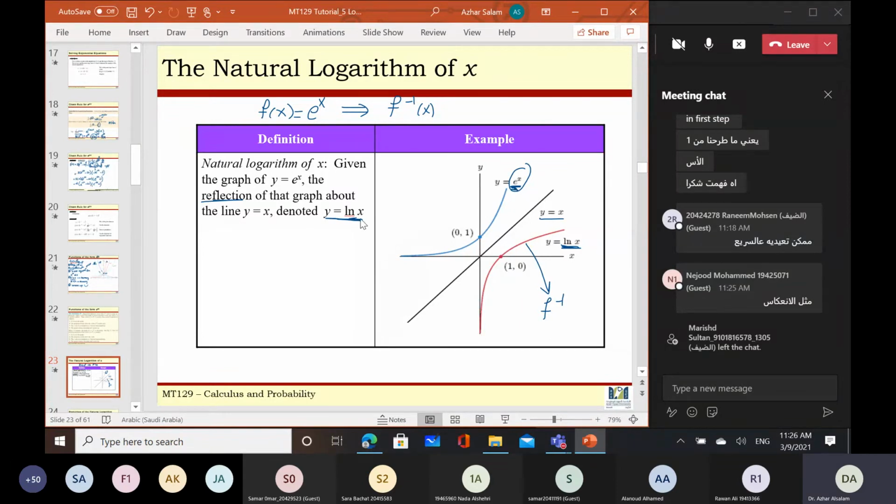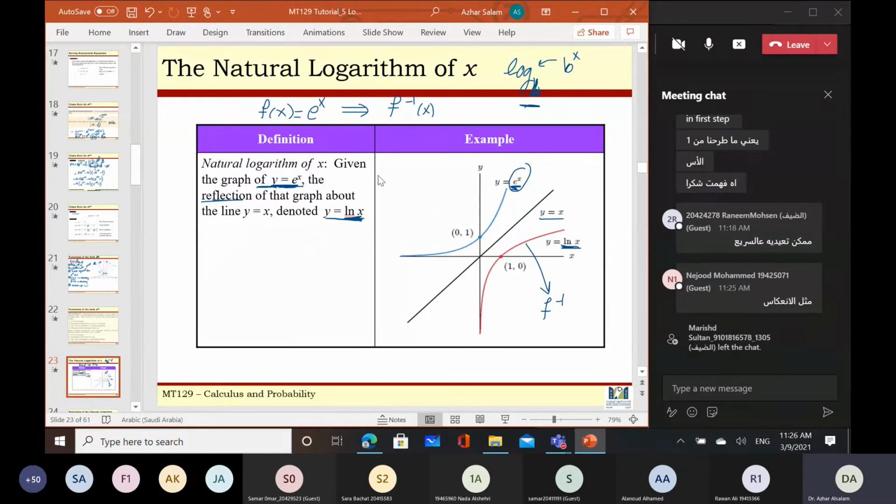Okay, معناتها هنا لما أقول ln x أقرأها ln x, هي specifically the inverse for e to the power x, okay, هي فقط لهذه الدالة. معكوس الدالة b to the power x actually has another logarithm, okay, logarithm for the same base b. Okay, this is the inverse for the base b to the power x. Its inverse is the logarithm for the same base b. Okay.